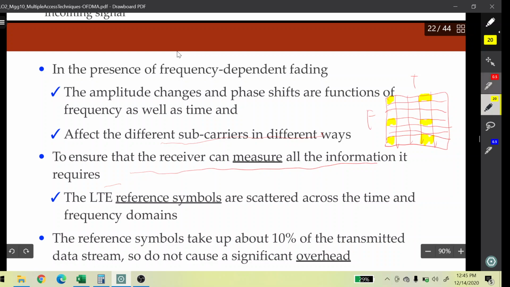However, the reference symbol only takes up about 10% of the transmitted data stream, so it does not cause a significant overhead. Obviously, in order to avoid overhead, the reference symbol should not take up more than 10% of the transmitted data signal. So this one is the reference symbol.